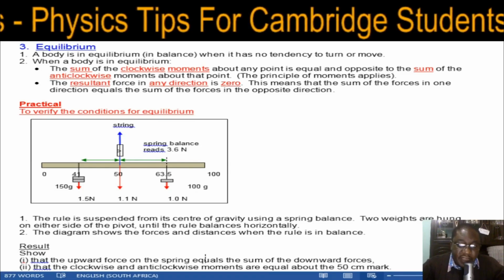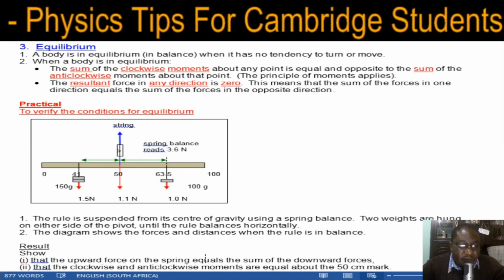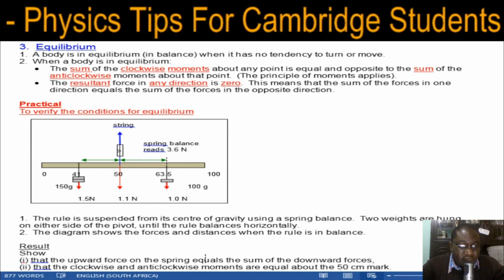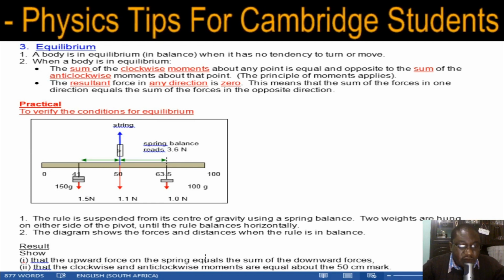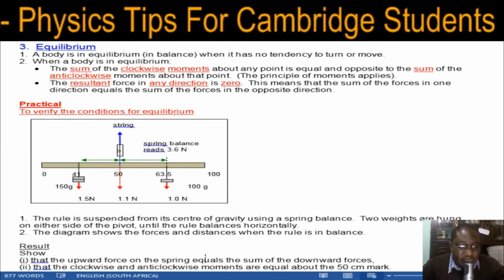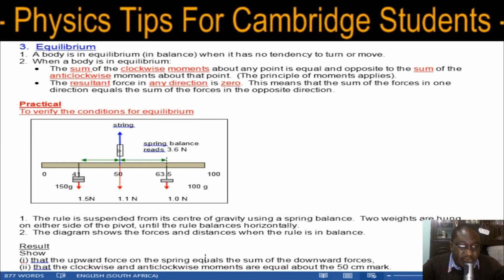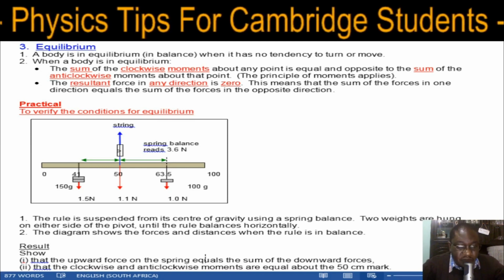Now to verify this equilibrium, you need a spring balance. You need a piece of string to hang the spring balance. You need a uniform meter rule whose weight acts at the center. Remember, uniform means weight acts at the center. Then you put weights on either side of the halfway mark of the meter rule.